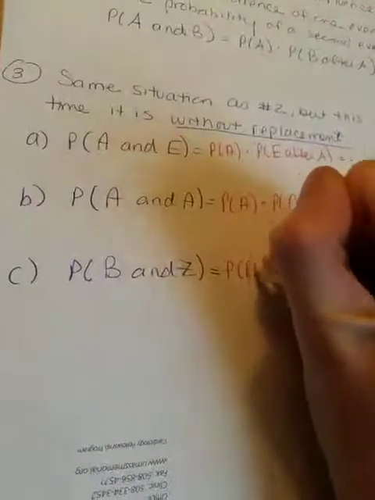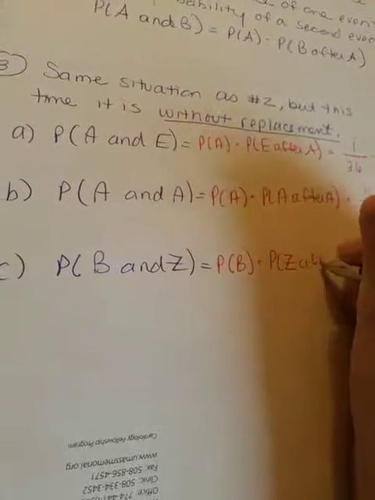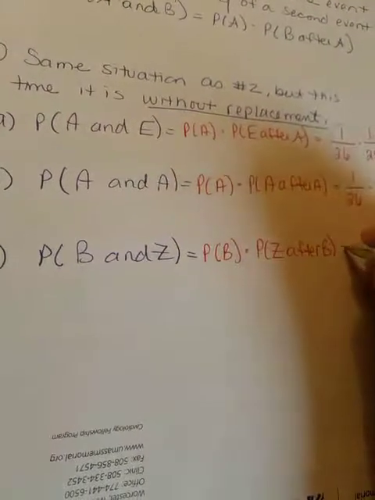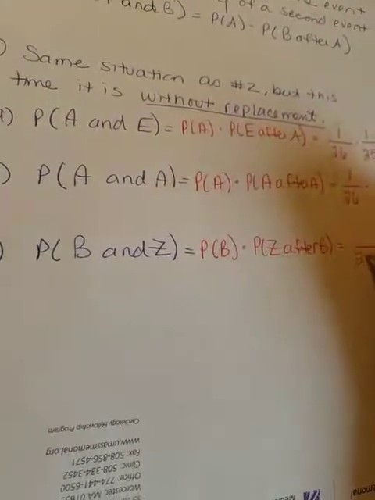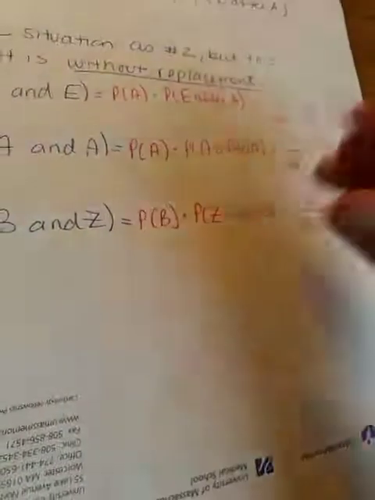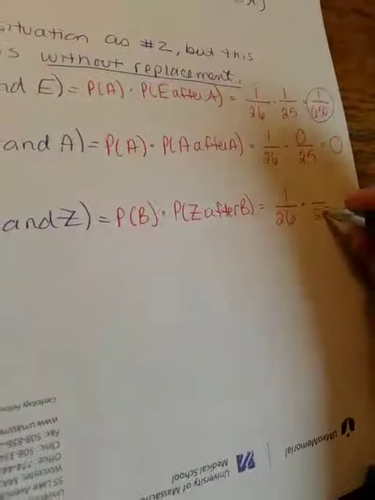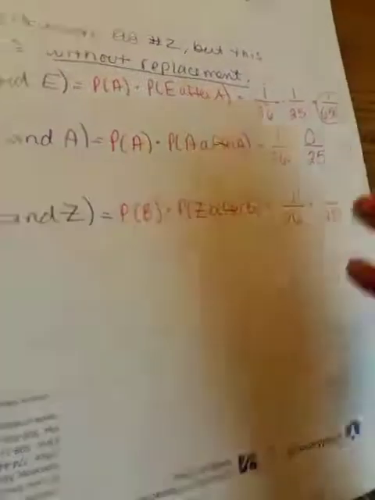And the last one, B and Z. This is like A. So the probability of B times the probability of Z after B. Okay, so you have 26 letters in the bowl. How many are the letter B? 1. You chose the paper, you put it to the side. How many are left in the bowl? 25. Out of those 25, how many are the letter Z? 1. So this is the same answer as part A, 1 over 650.